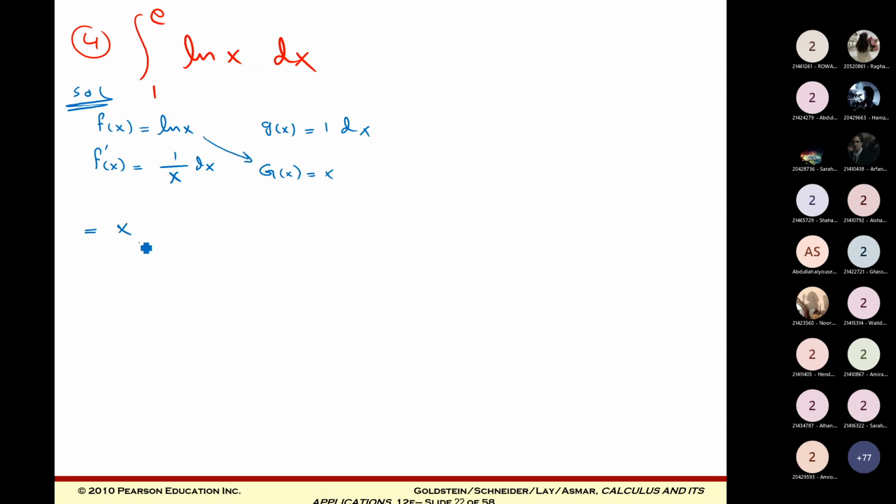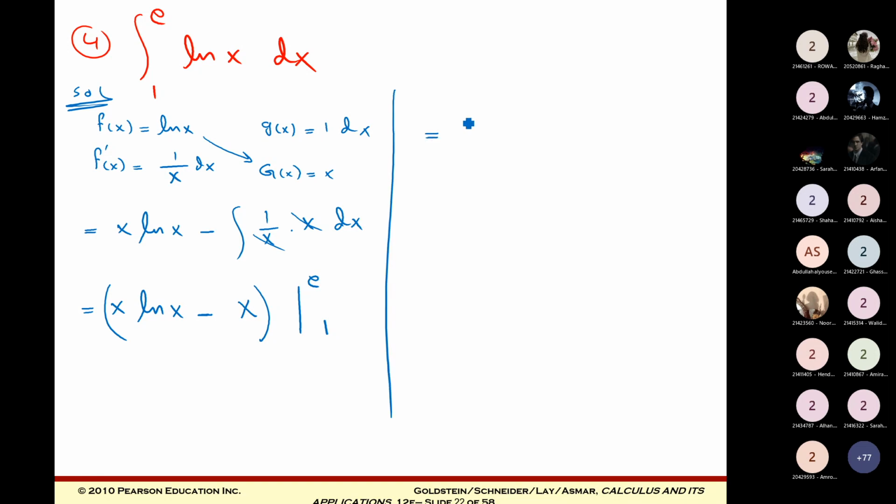So, we have x ln x minus the integral of 1 over x multiplied by x dx. So, we can cancel x with x, so we have 1. So, the final result is x ln x minus the integral of 1, which equals x. After finding the final result of integration, now we need to substitute e and 1.